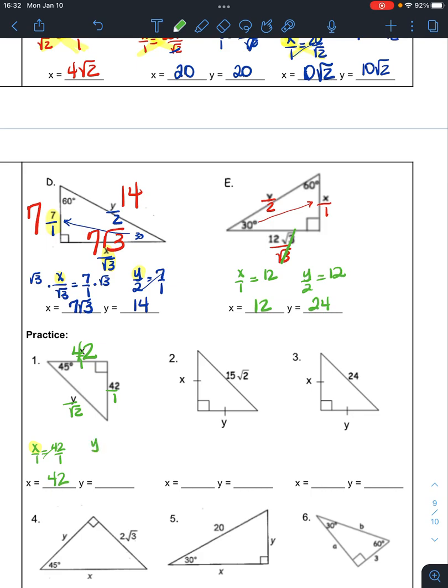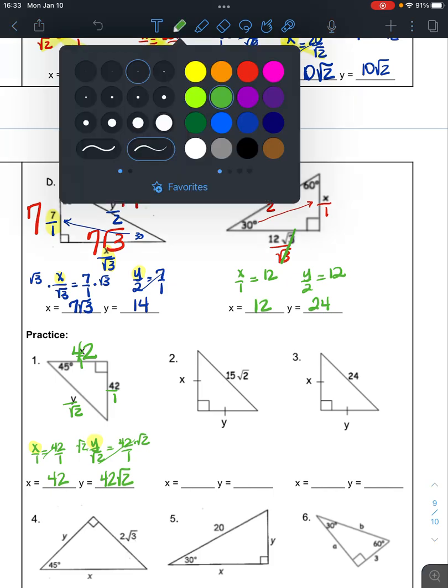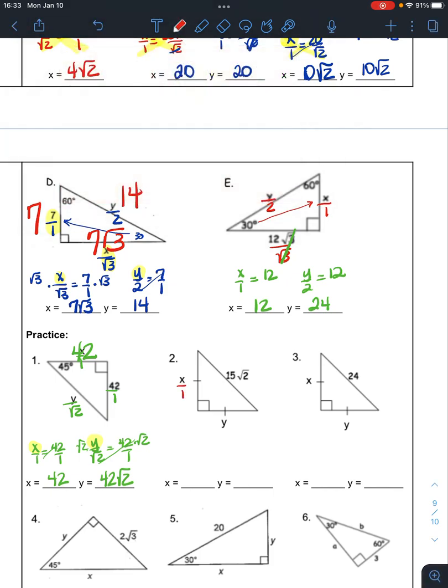But if you don't, that's okay. y over root 2 is equal to 42 over 1. We're going to leave our y right here. We're going to get rid of that root 2 by multiplying by the square root of 2, or cross multiplying. 42 times root 2 is 42 root 2. Okay, so we do our next one. Over 1, 1, root 2.